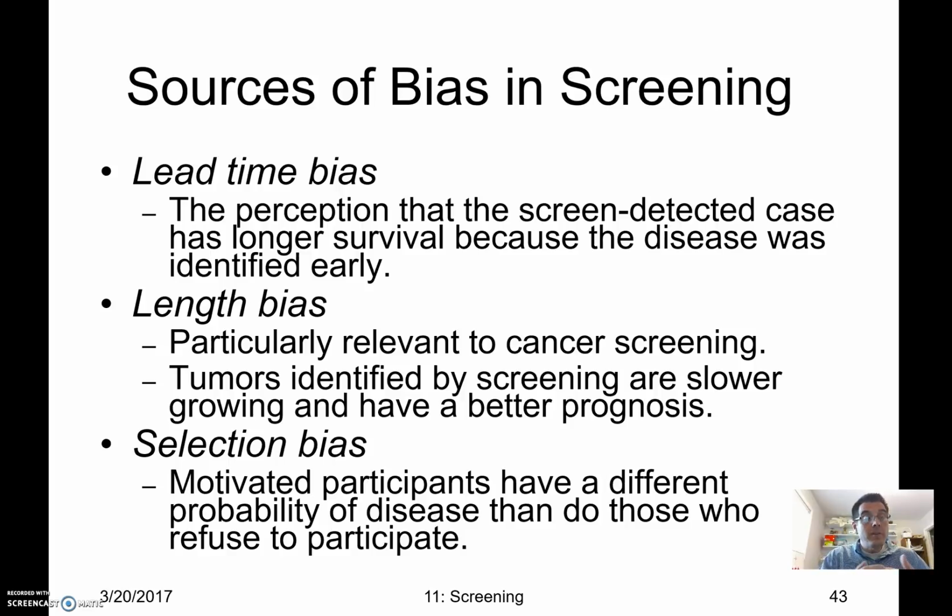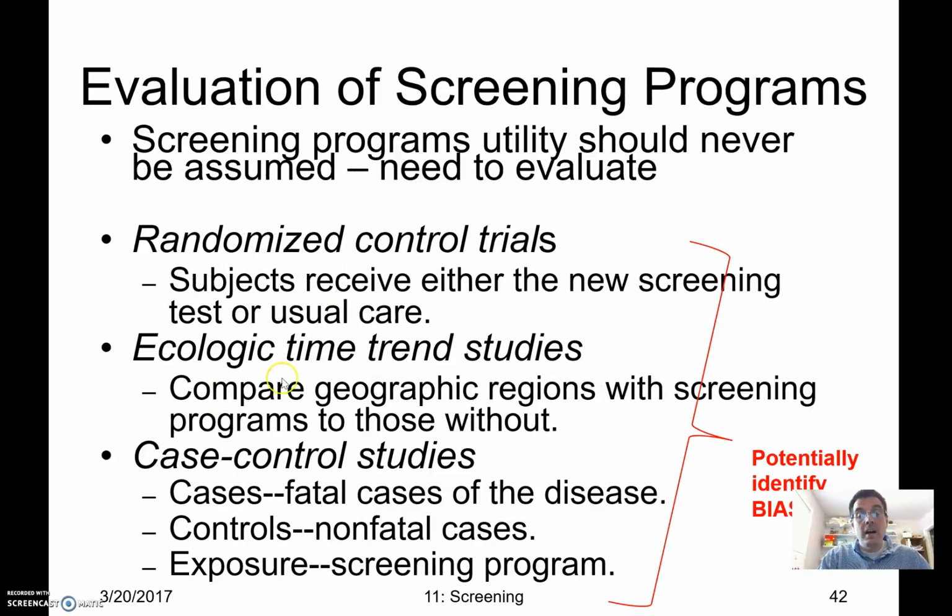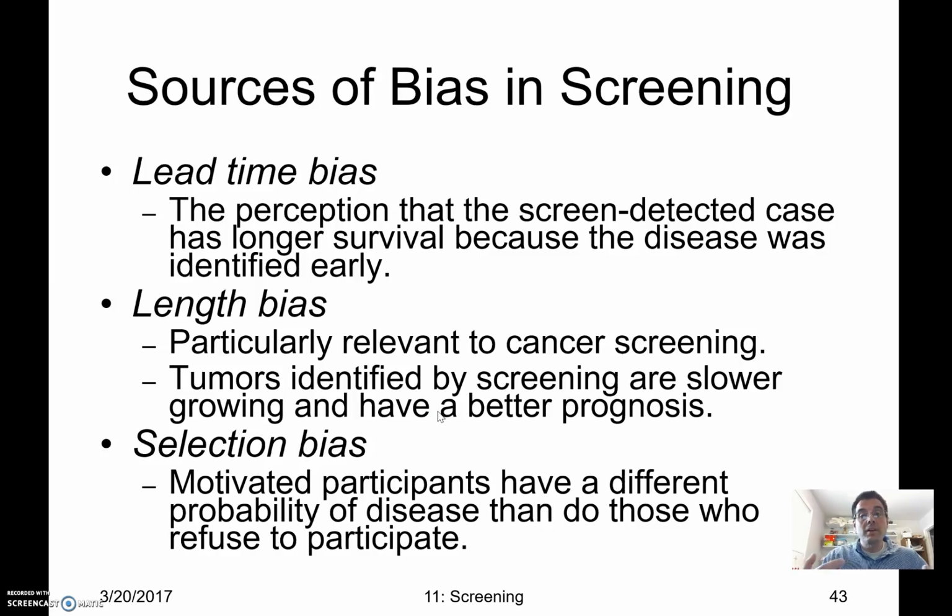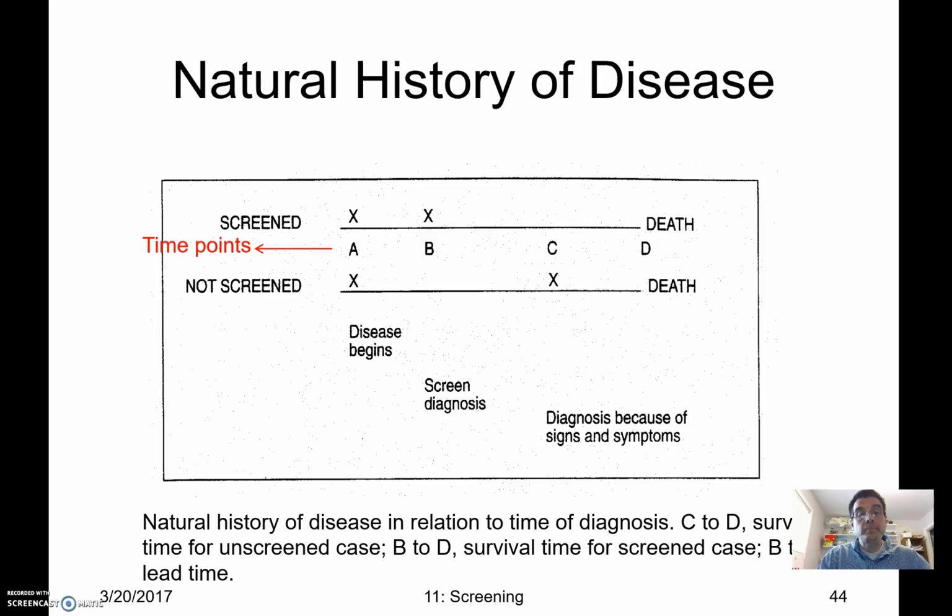And then there's selection bias. And this is that motivated participants have a different probability of disease than those who refuse to participate, as in they're willing to participate in these types of studies, where you're trying to determine whether or not these screening tests actually could change the outcome. And the idea behind selection bias is that those that are willing are actually going to try and make changes in their life, whereas those that don't will have a different outcome.